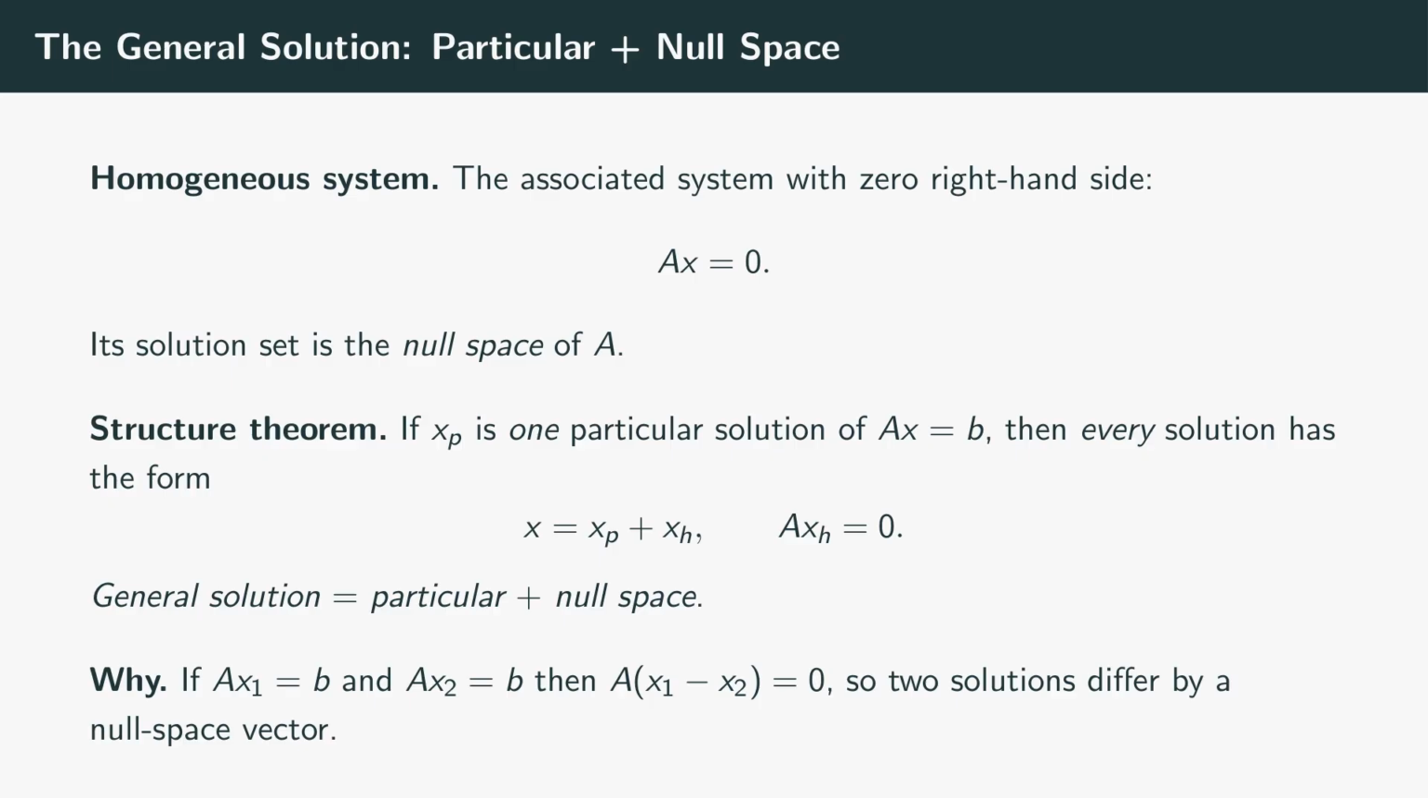The reason is a one-line calculation. If two vectors both solve AX equals B, then A applied to their difference gives B minus B, which is 0, so their difference lives in the null space. That means any two solutions differ only by a null space vector. One fix pins down the offset. The null space supplies all the freedom.